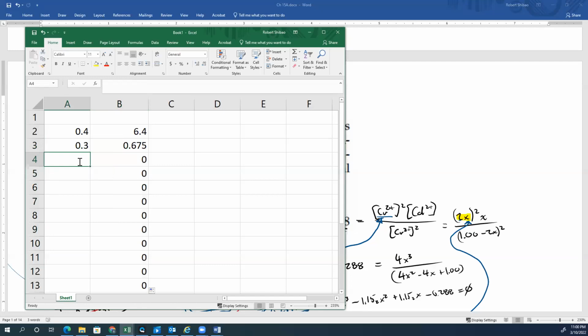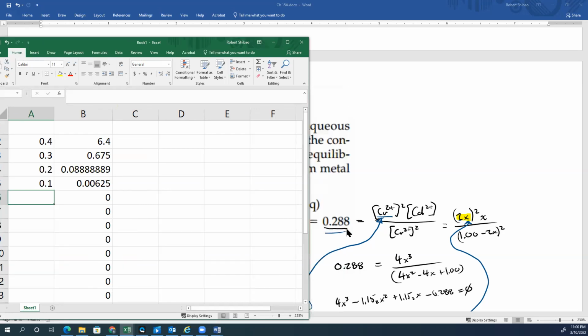And then we could try 0.2, and then we got 0.088, and then we could try 0.1. What should we try? We need it to equal 0.288. 0.288 is going to be between 0.2 and 0.3. So we try 0.25. We're getting closer. And so we'll try 0.26.